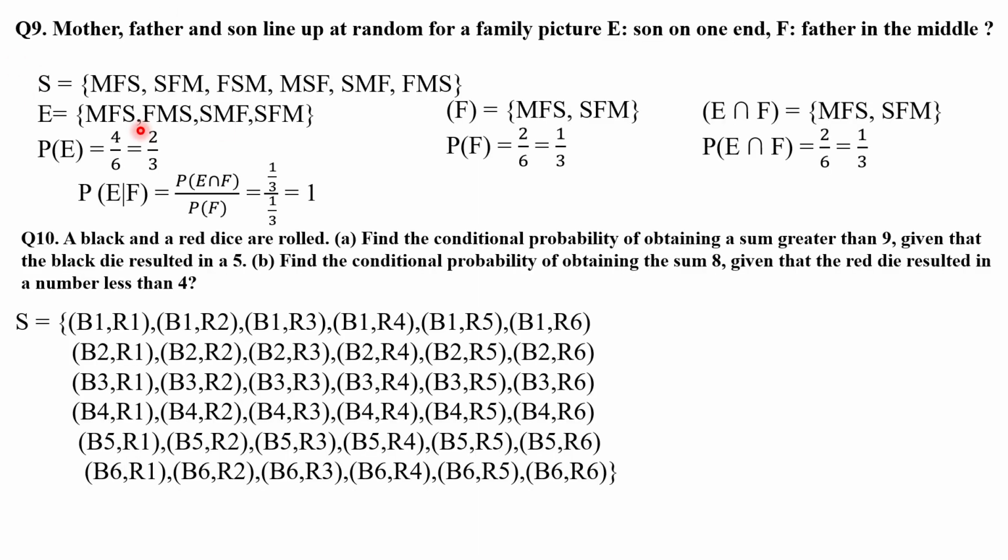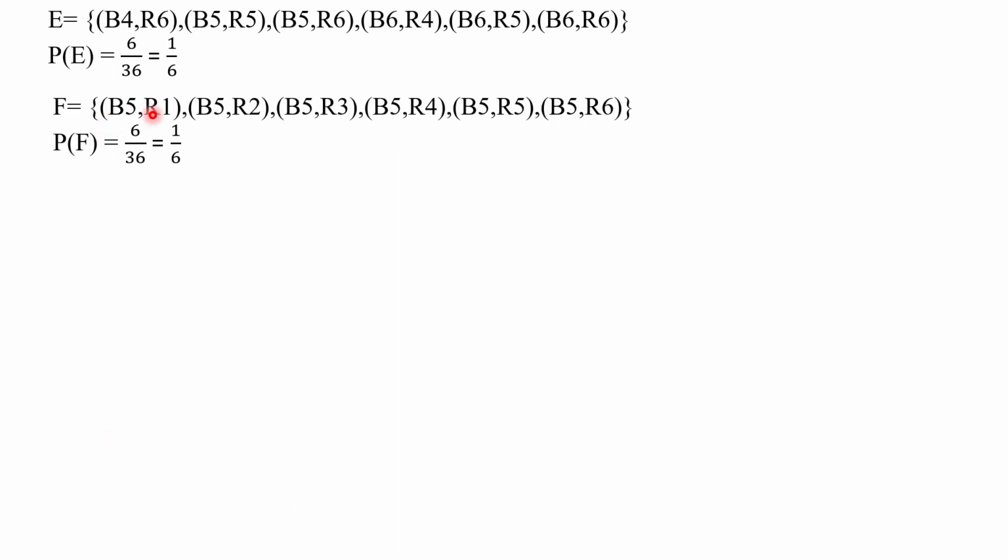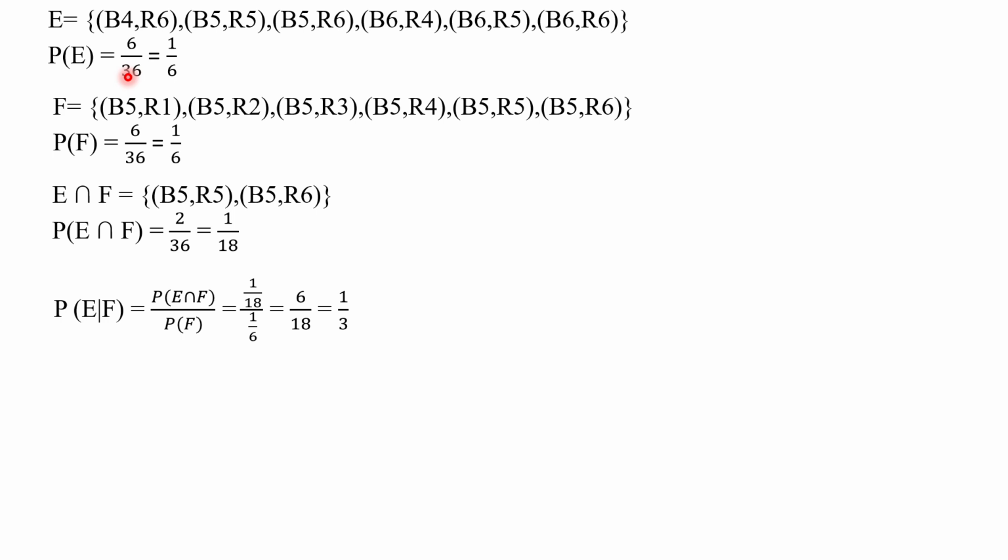Now what is F saying? F is saying black die results in a 5. Black die. It's black and it should have 5. Like this whole line. We need to take the whole line. Okay. So in case of F equal to B5 R1 to R6. This is a 6. So 6 upon total is 36. So 1 by 6. Now E intersection F is these two. So E intersection F is 2 by 36, 1 by 18. Why are we finding sample space? Because obviously we need to put something in the denominator, that is the total probability. Okay. So we will just put the formula and we will get the answer.